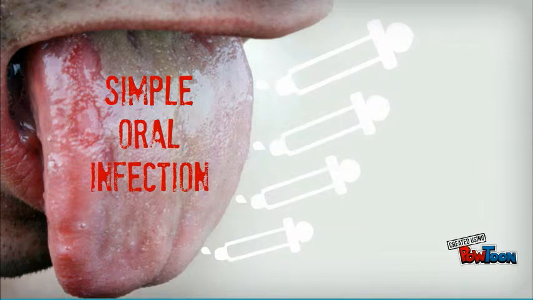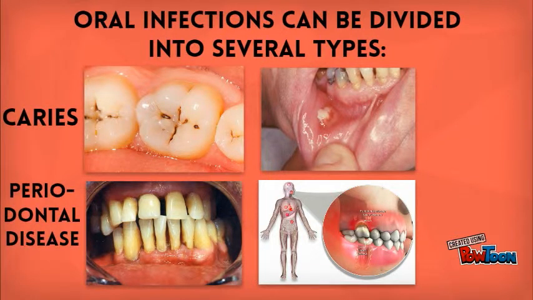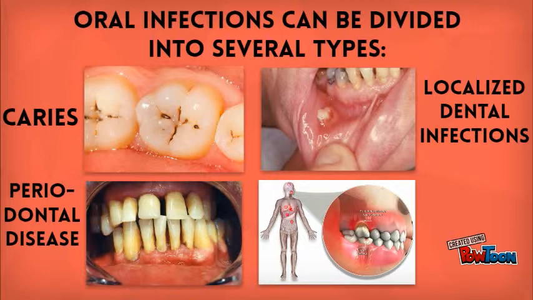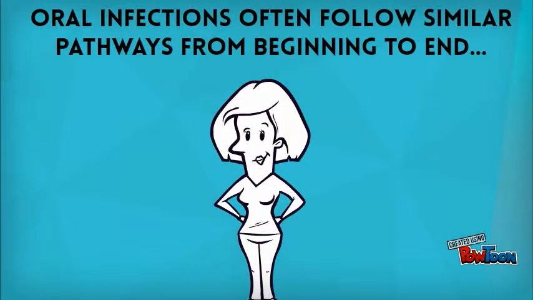Simple oral infections are limited to the mouth and are different from oral lesions, which are not infectious and may be a sign of an illness that involves other parts of the body. Oral infections can be divided into several types: caries, periodontal disease, localized dental infections, and systemic infections. Oral infections often follow similar pathways from beginning to end.